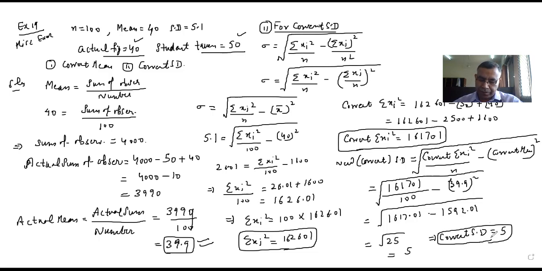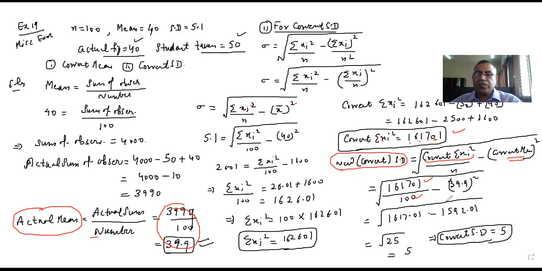Sir, please explain the last part once more. Look here. What is the formula for the correct standard deviation? The formula for standard deviation is sigma xi square over n minus mean whole square. So for the correct standard deviation, I need the correct sigma xi square. I calculated the correct sigma xi square from here, 161701, and put it here divided by n, which is 100, minus the correct mean. We have already calculated the correct mean here, so I have substituted the value of the correct mean as 39.9 whole square. So this minus this ultimately gives you the answer.